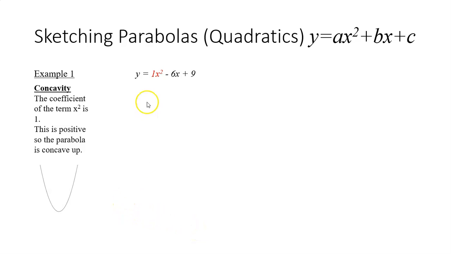One way I like to say is if it's positive, it's a smiley. And if it's negative, it's going to be a frowny. So it's going to be the other way around. But in this case, it's positive. So we've got a concave up parabola.